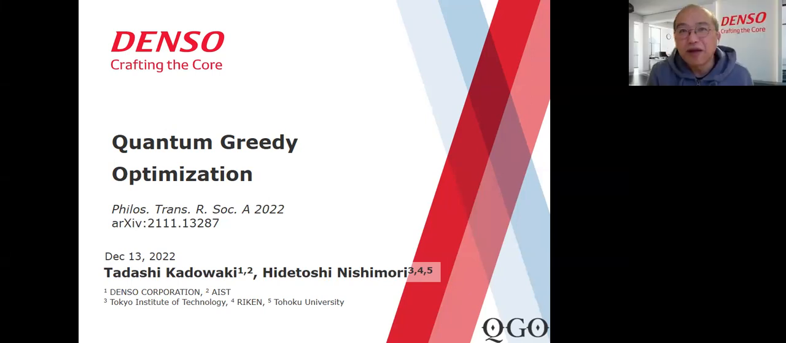Thank you, Kawa-san, for inviting me to this meeting. I will talk about quantum greedy optimization, which was recently published in Philosophical Transactions of the Royal Society A. You can see the arXiv number as well. This is joint work with Professor Nishimori.